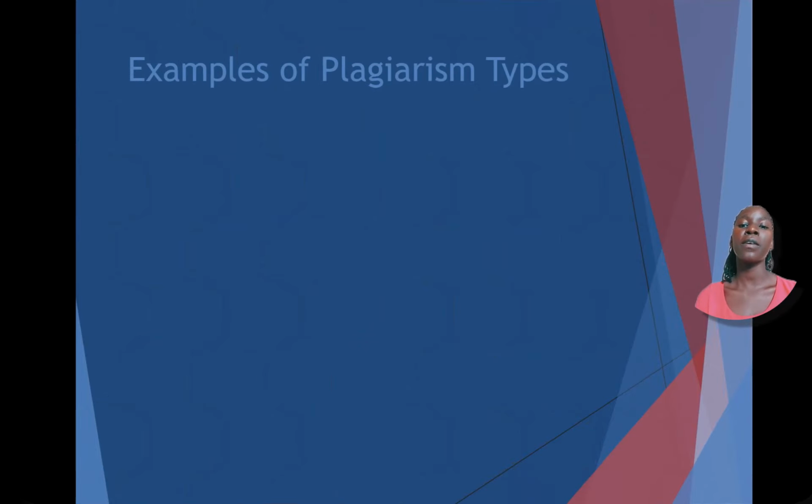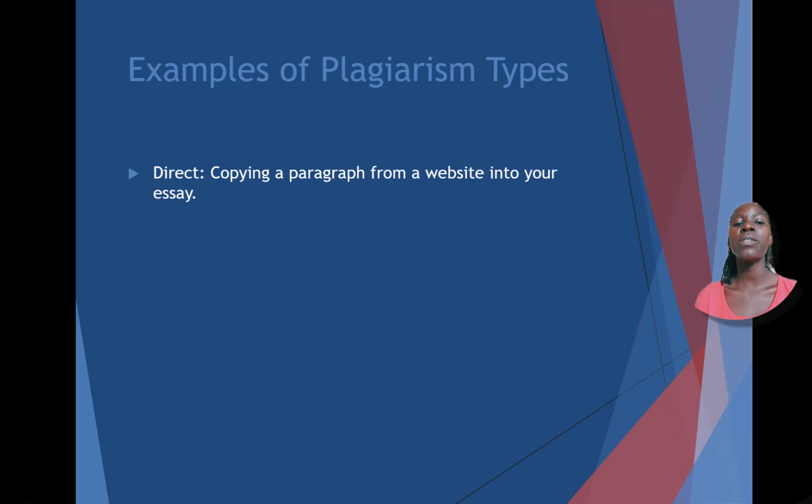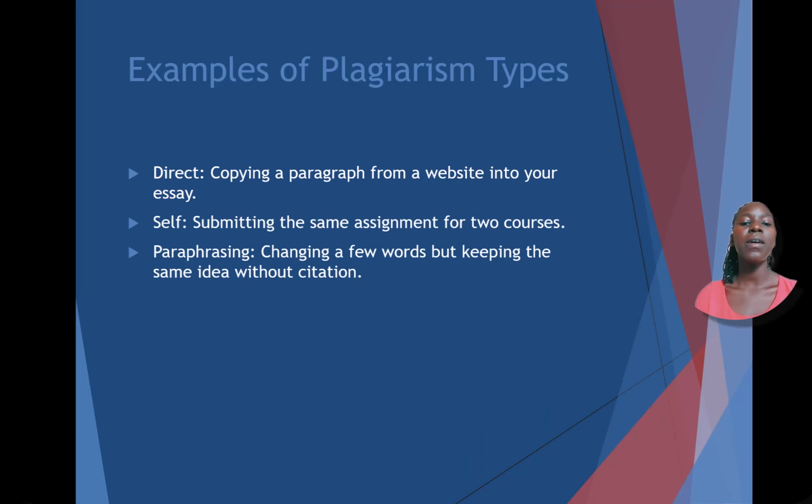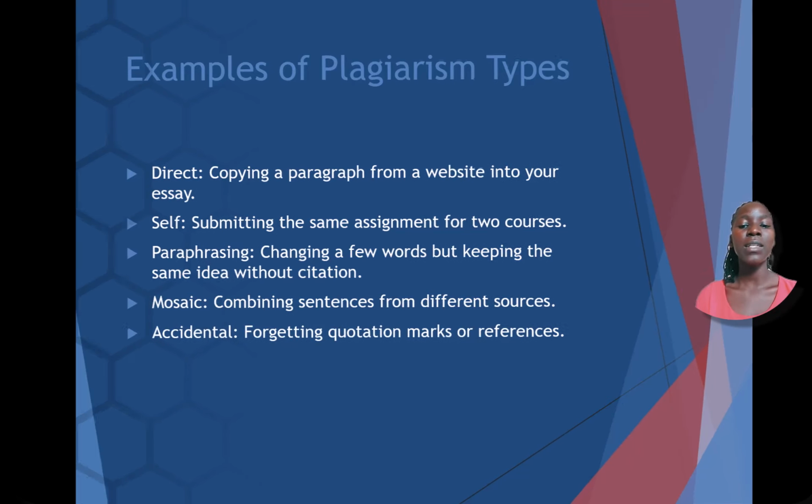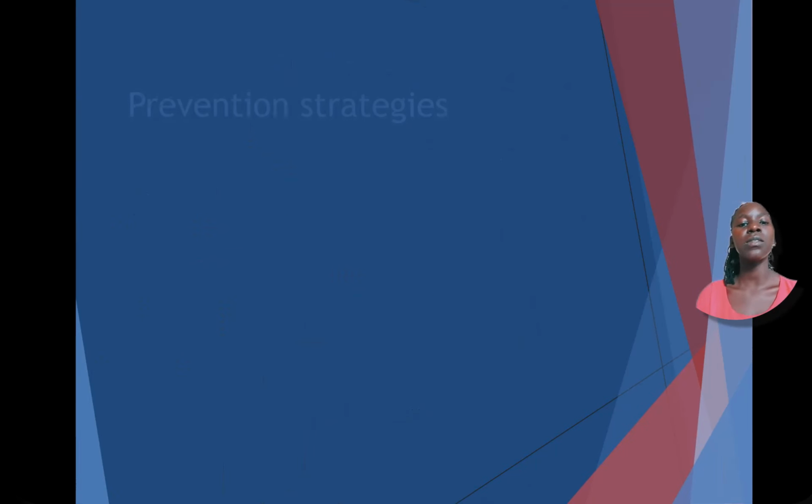So let's go and see something else in plagiarism. Here we are going to see the examples of plagiarism types. So the examples: direct copying a paragraph from a website into your essay. We have seen that one. Paraphrasing, changing a few words, mosaic, and then quoting references wrongly.